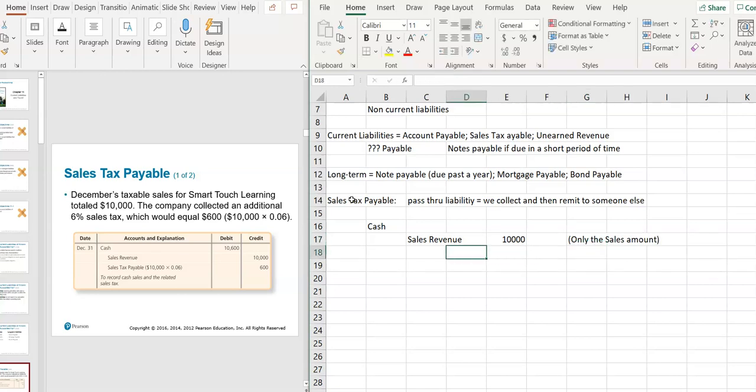All right. The sales tax goes into a separate account called sales tax payable. And it's a credit because it's a liability and it's increasing. All right. So we have a 6% sales tax. So it's going to be the 10,000 times the 6%. And then we're going to collect the total of $10,600. And then we'll have to remit this to the proper authorities, whoever they may be.